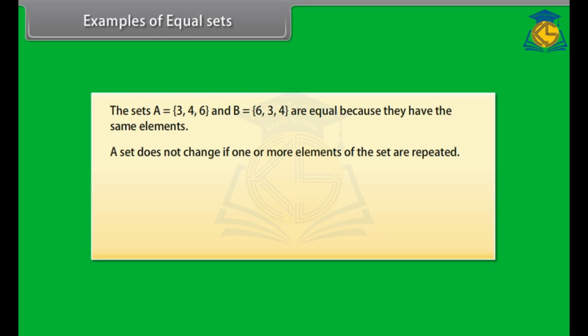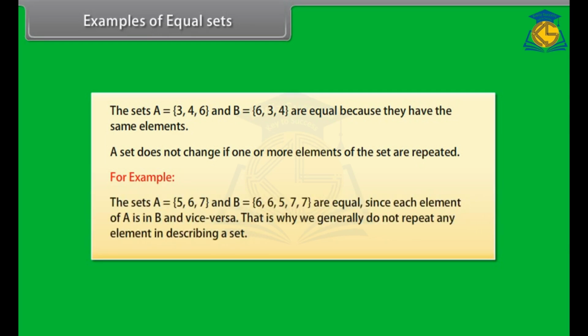A set does not change if one or more elements of the set are repeated. For example, the sets A is equal to {5, 6, 7} and B is equal to {6, 6, 5, 7, 7} are equal, since each element of A is in B and vice versa. That is why we generally do not repeat any element in describing a set.